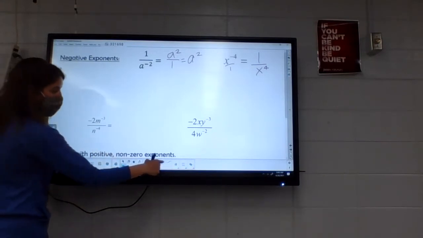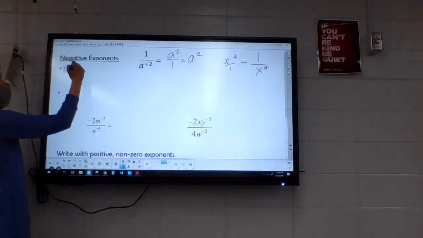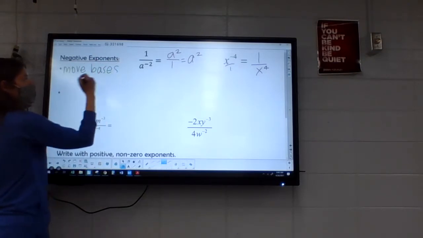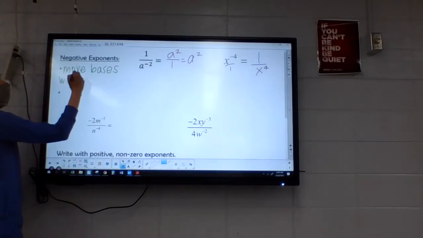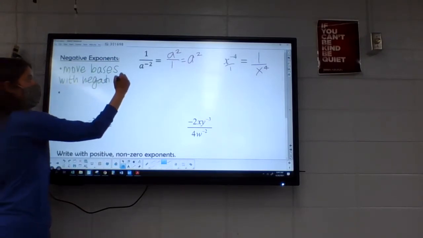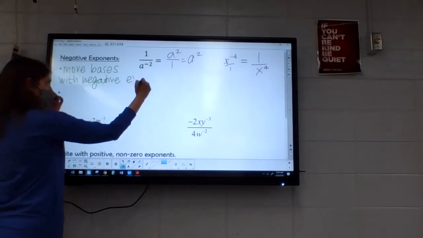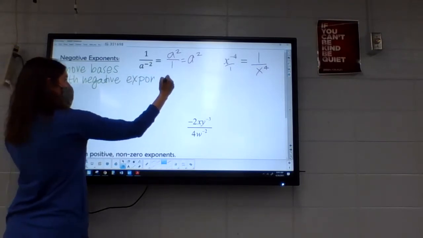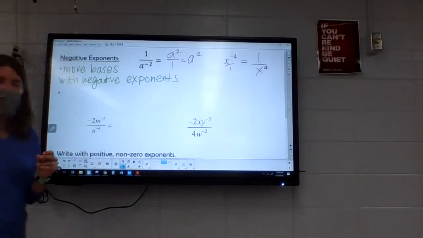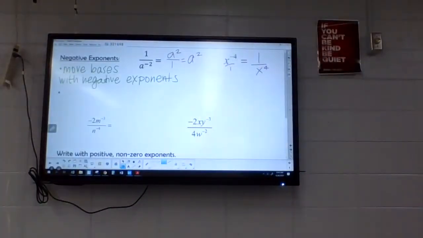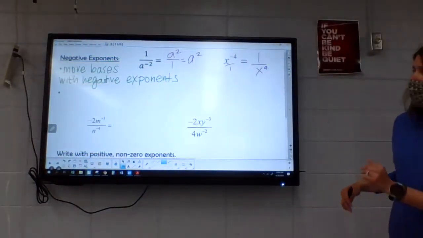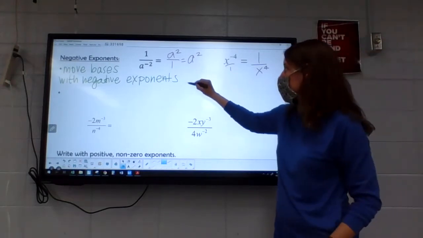So we're going to move bases with negative exponents. And this is not easy, so don't think it's something that will come instantly for some of you. It's a confusing idea. So what we're going to do is switch its position in the fraction.